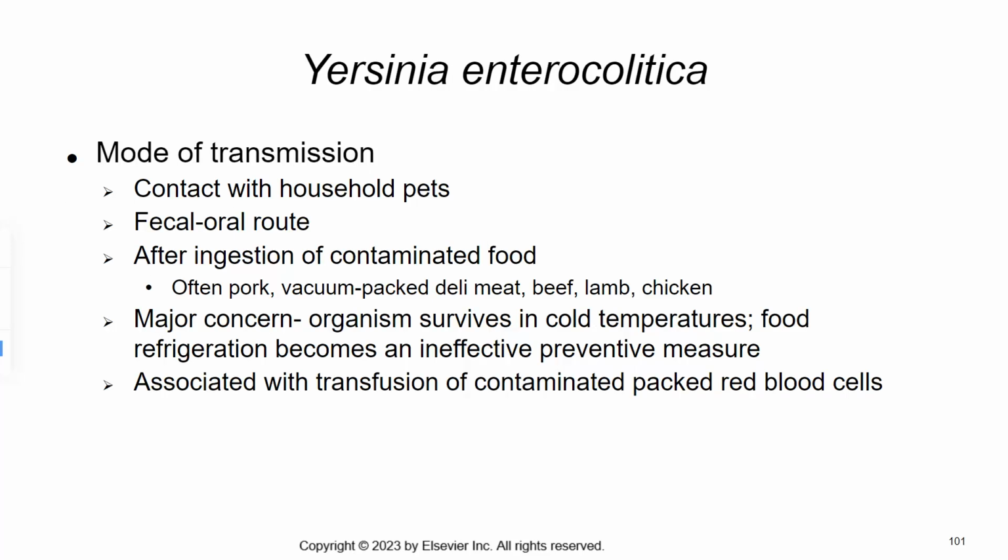Yersinia enterocolitica causes gastrointestinal upset. So it's transmitted by the fecal-oral route after ingestion of contaminated food, often pork, vacuum-packed deli meat, beef, lamb, chicken. Major concern, the organisms survive in cold temperatures, so food refrigeration becomes an ineffective preventive measure, kind of like another organism we learned about earlier in the semester, Listeria monocytogenes.